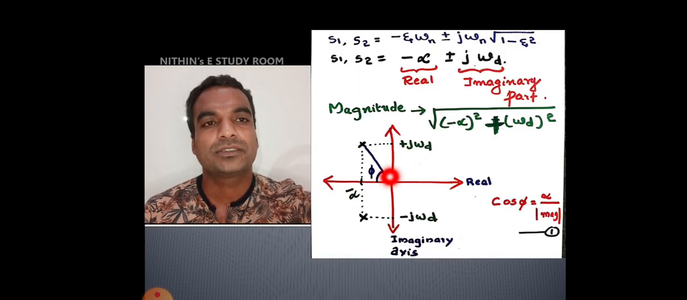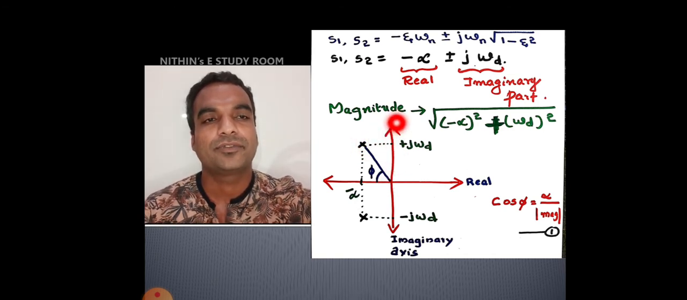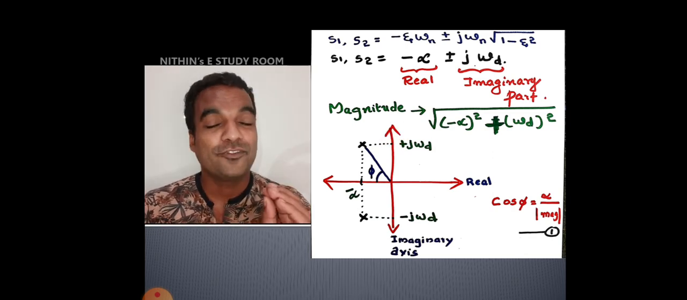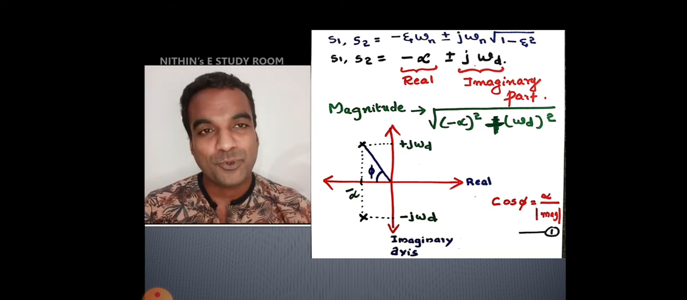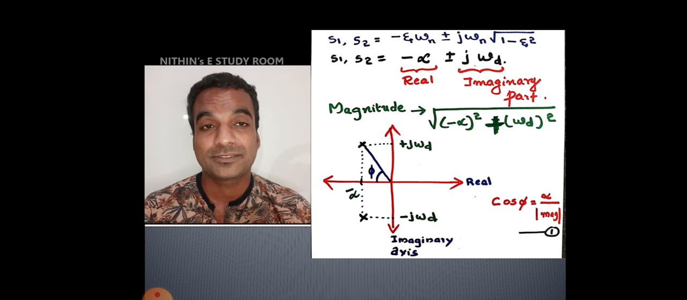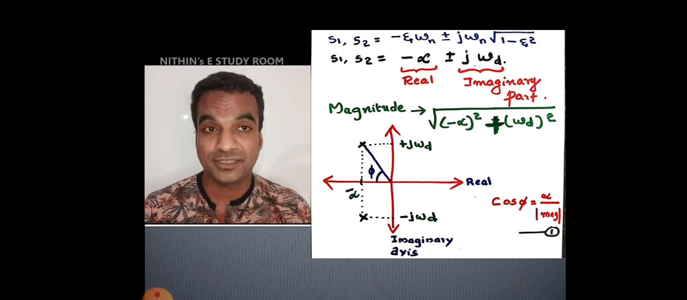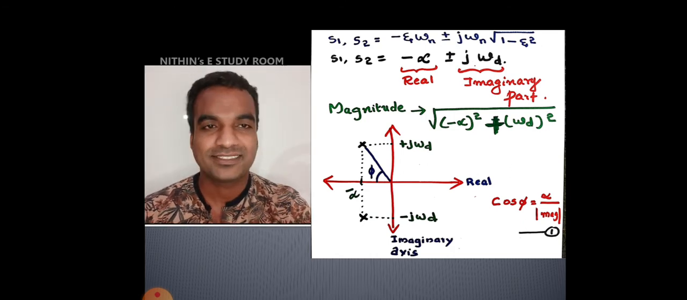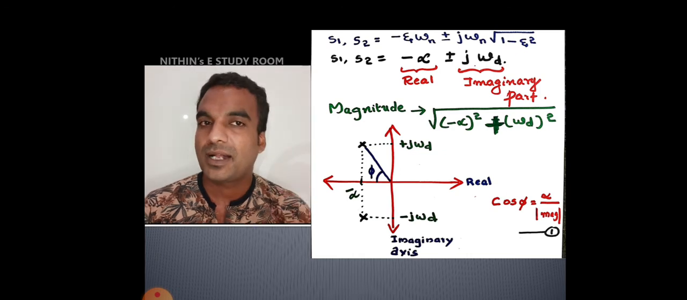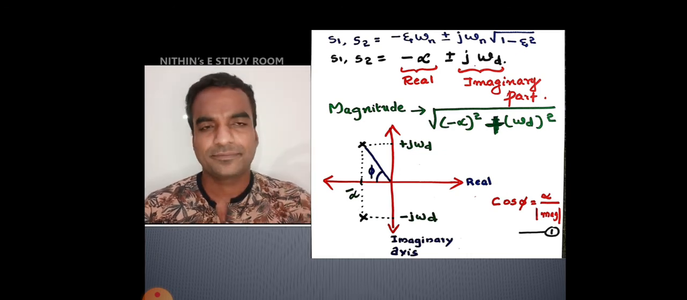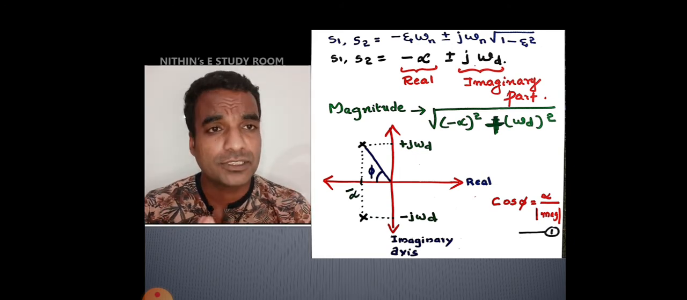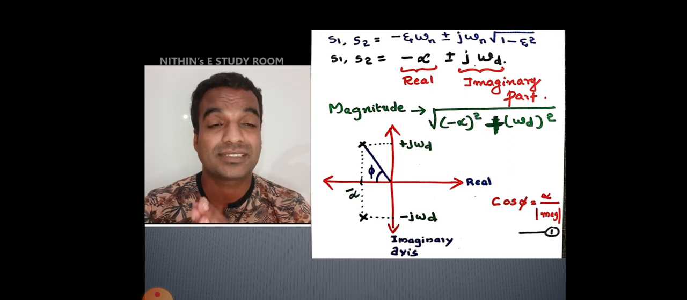So when eta is 0, this pole moves towards this axis. So phi will become 90 if the pole is on the imaginary axis. Eta is equal to 0 means pole will be there on the imaginary axis. Pole on the imaginary axis means it is a marginally stable system. If pole is on the left side, stable. Pole on the right side, unstable. Marginally stable system means it will be oscillating like that. So eta is equal to 0 is also a possibility. Such a system is known as undamped system.